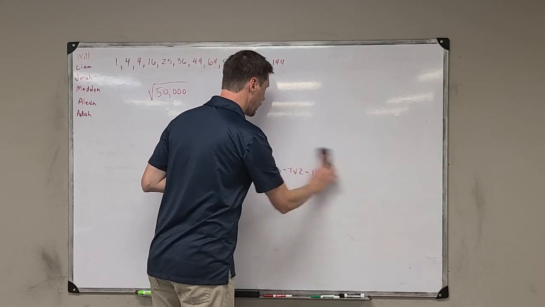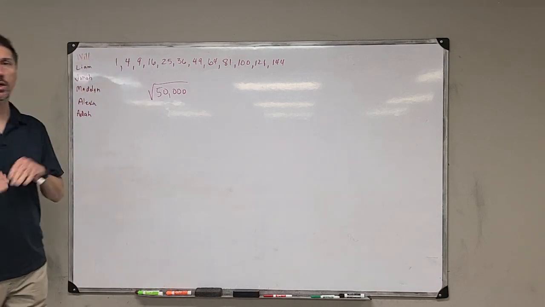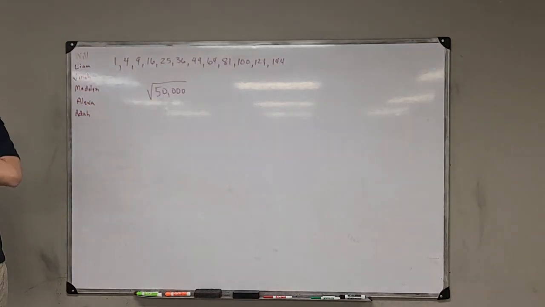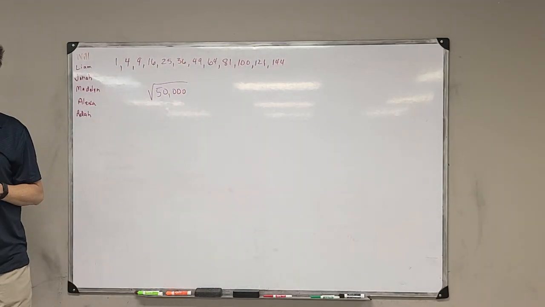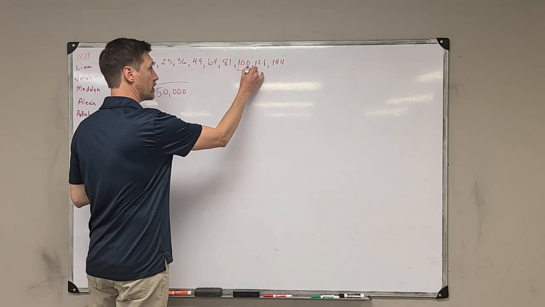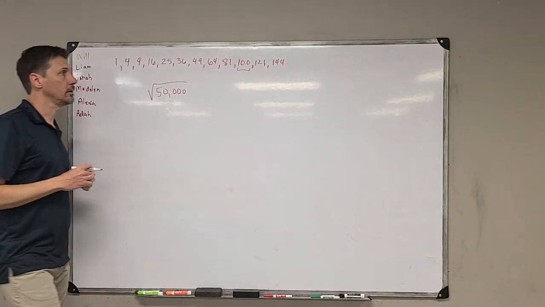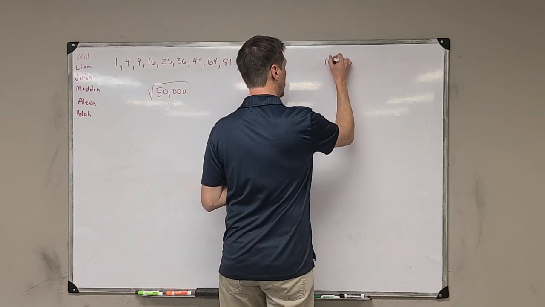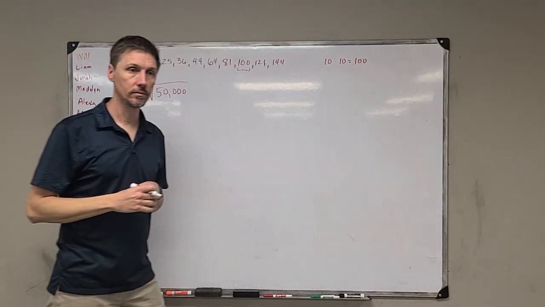When we're thinking about perfect squares, it turns out that 1 followed by any even number of zeros will always be a perfect square. We have one right here in our list of perfect squares. 10 times 10 is 100, so 100 is a perfect square.